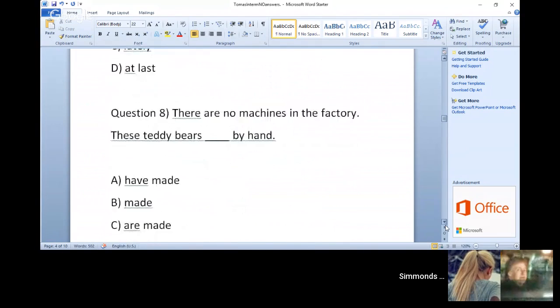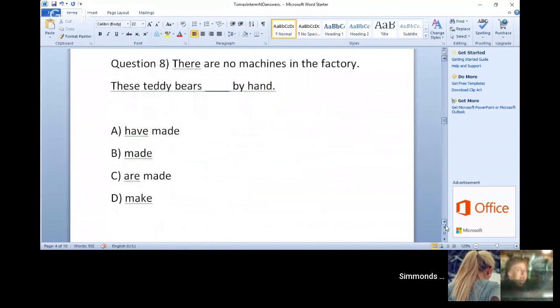All right, here. So Ken, there you go. There are no more scenes in the factory. These teddy bears belong by hand. These teddy bears are made by hand. Okay. Why is it are made? Because it should be passive. Somebody made this teddy bear. So passive makes sense.